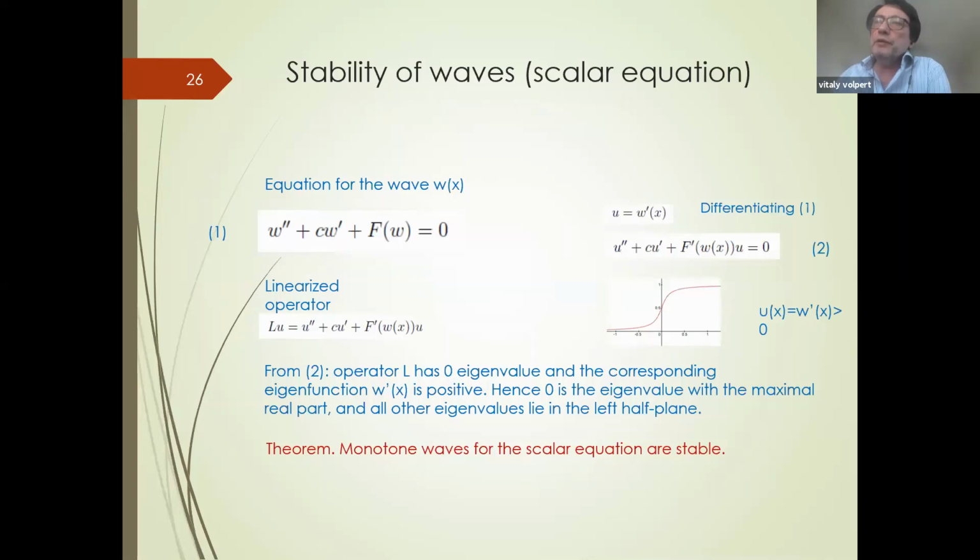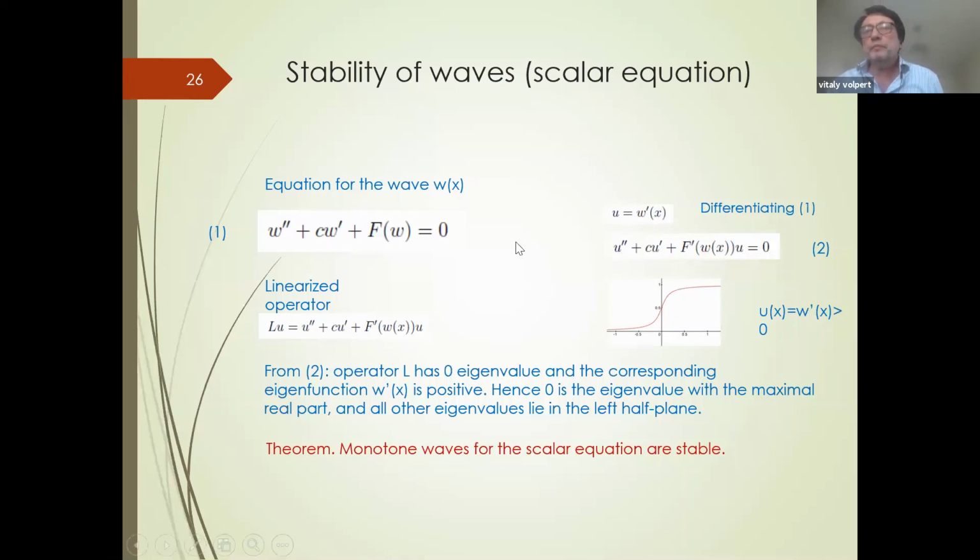So now we can apply this result to prove the stability of waves. Here is our equation, W second derivative plus CW prime plus F(W) equals 0. W(x) is the solution of this equation. As I mentioned before, if we differentiate this equation with respect to x, we have what is written at the right: U second derivative plus CU prime plus F prime(W)U. And this equation has a solution W prime. It's direct and very easy to verify.